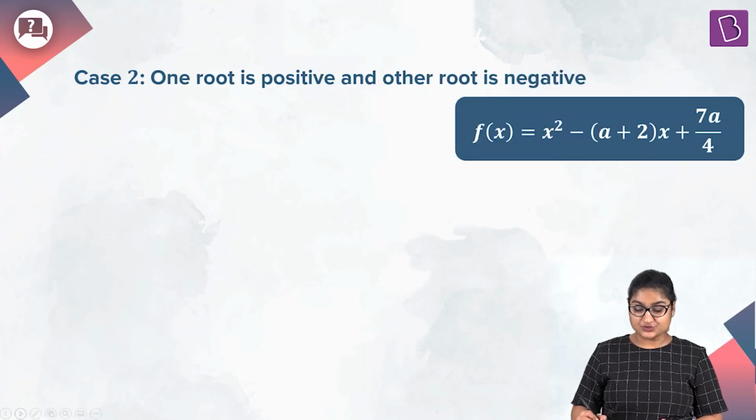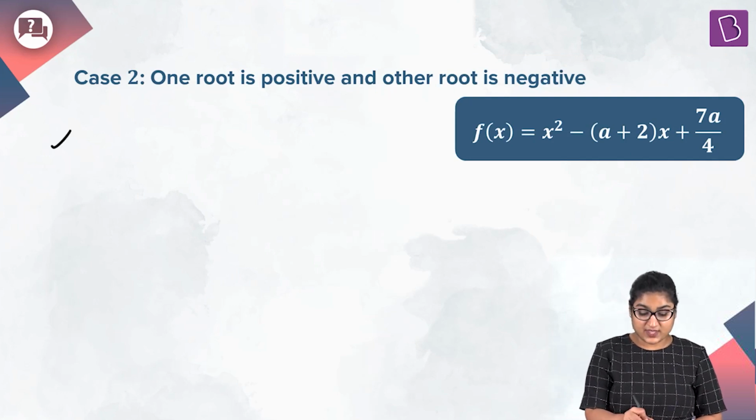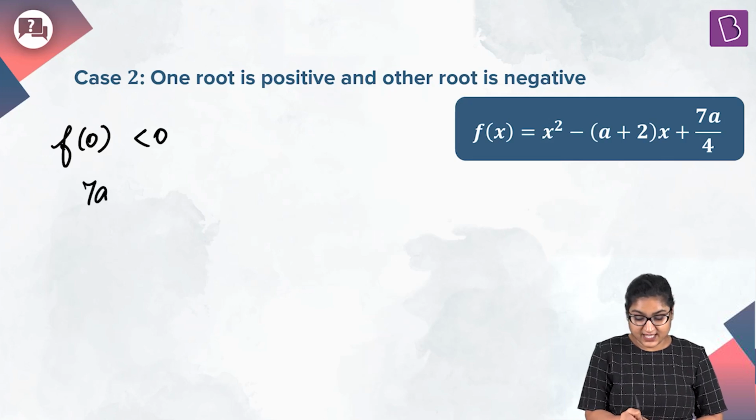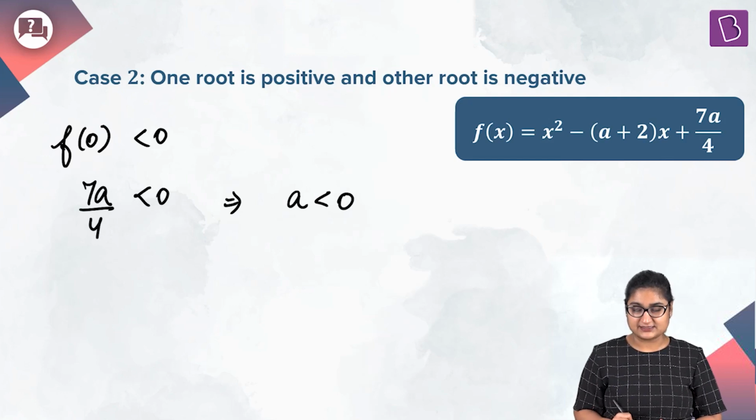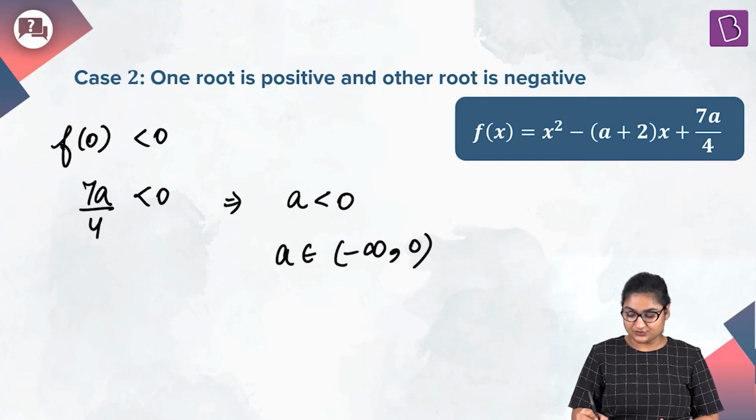Moving on to case 2, where one root is positive and the other root is negative. So we have f of 0 less than 0. We have 7a by 4 less than 0, which implies a is less than 0. Or we can say a belongs to the interval minus infinity to 0.